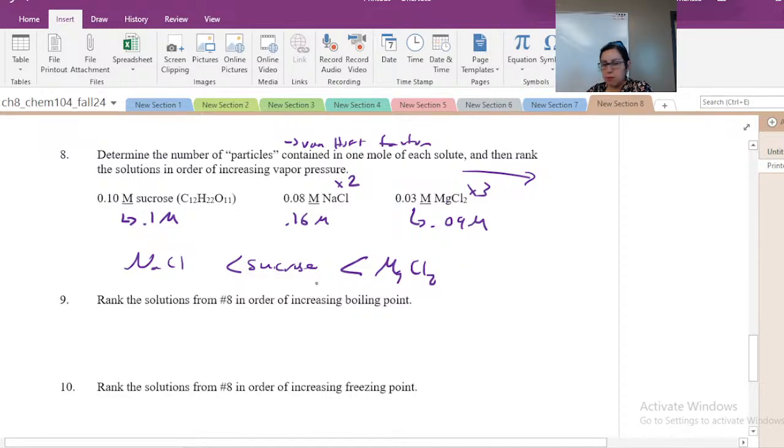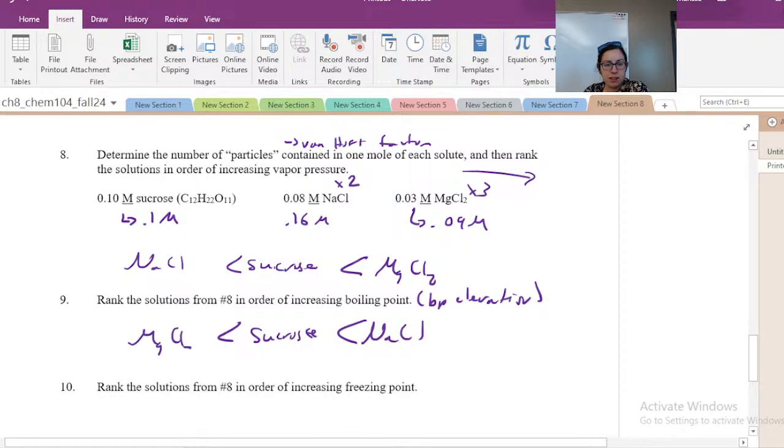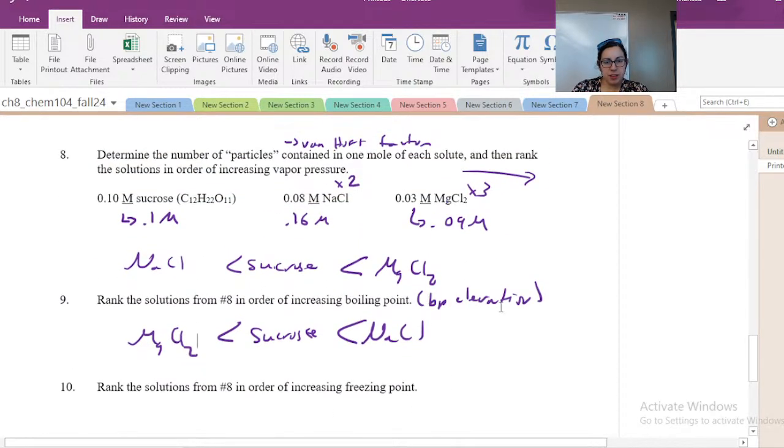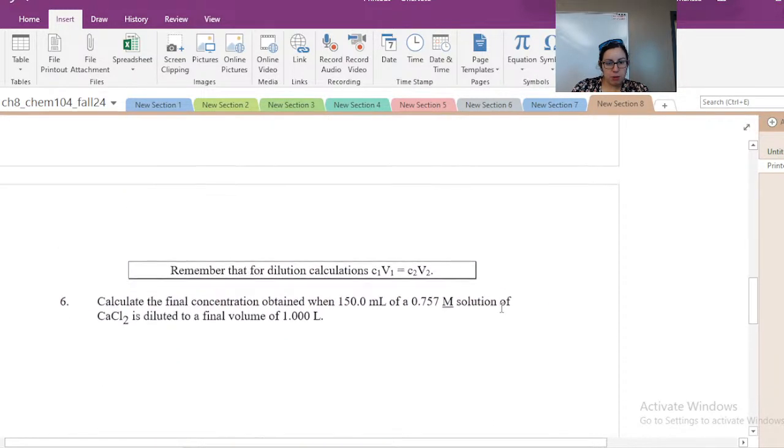And then you kind of repeat that for boiling point elevation. Now it's going to be the opposite. So sodium chloride's the highest one, sucrose is in the middle, then magnesium chloride, and so on. Let's look at the other one. I'll let you figure out the rest now that we have the ordering.